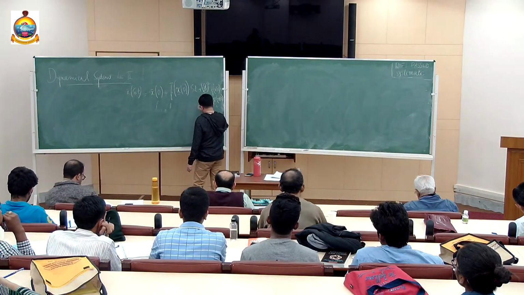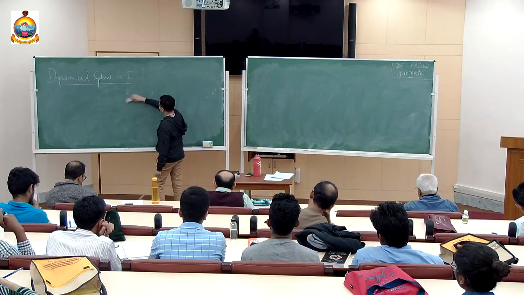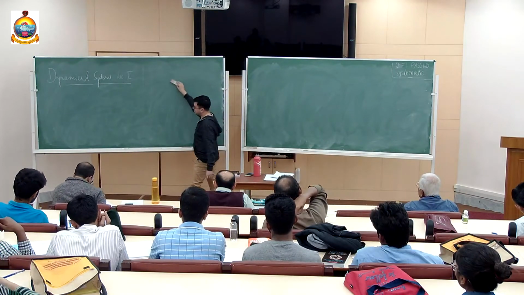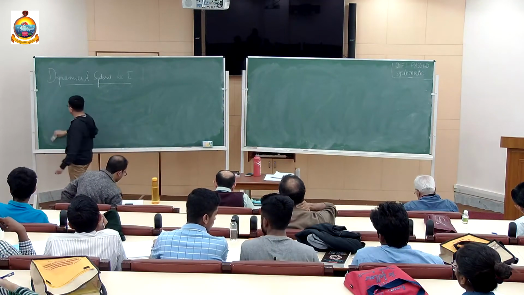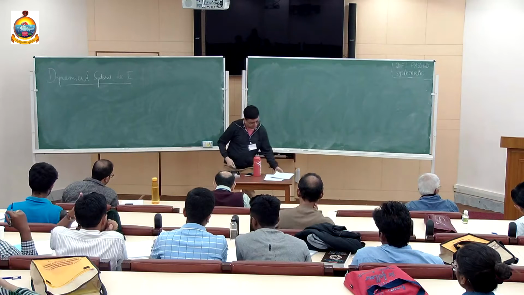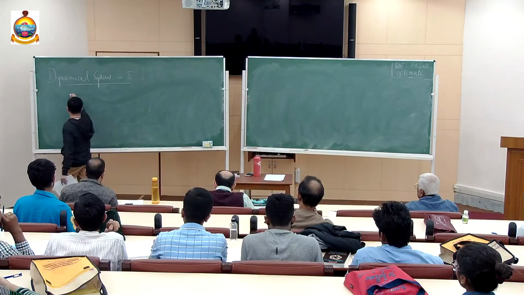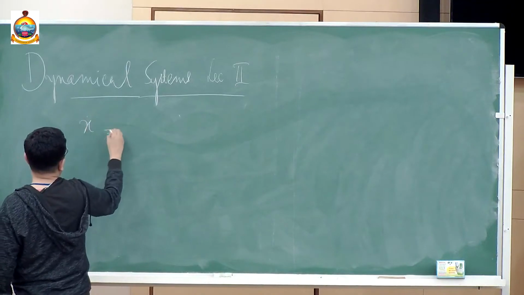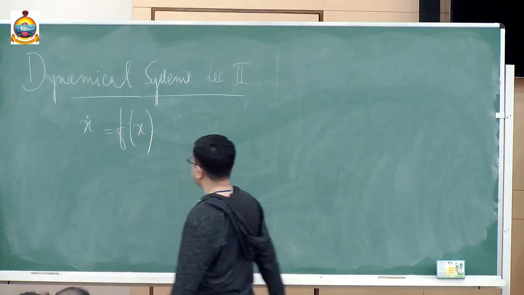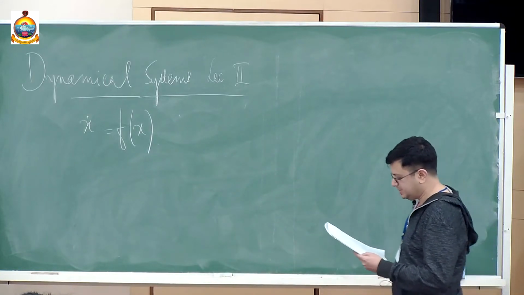So let us specialize to one-dimensional systems. The good thing about one dimension is that the graphs are easy to plot, so one can get a lot of intuition. Okay, so now my equation is very simple. It's just x dot is equal to f of x, where x is just a real number.